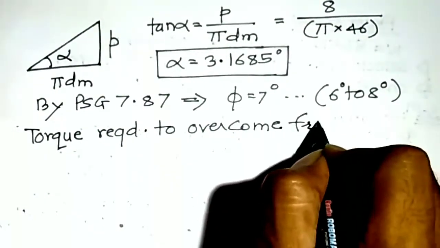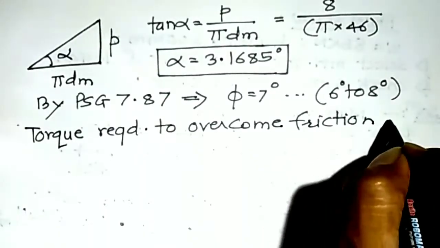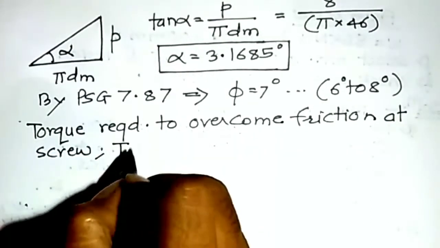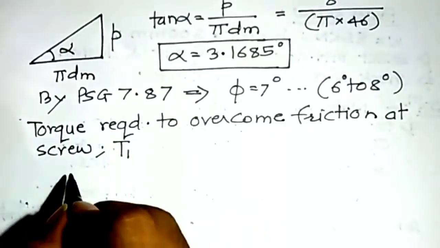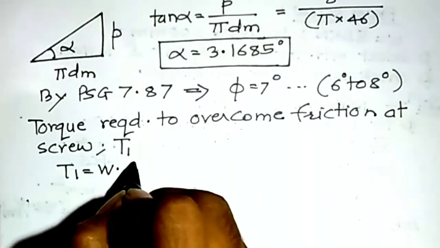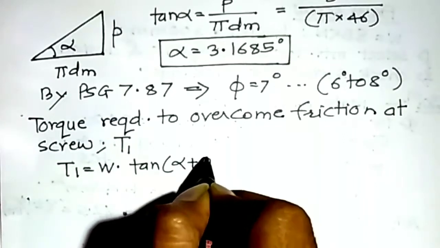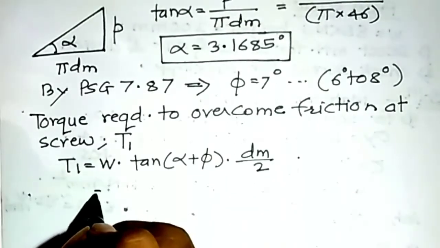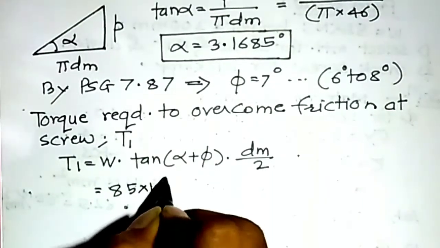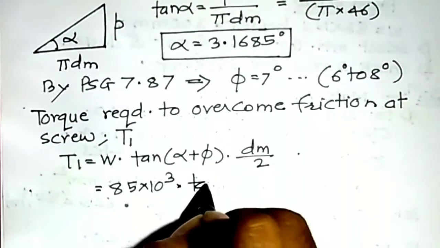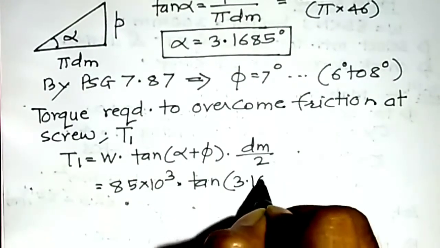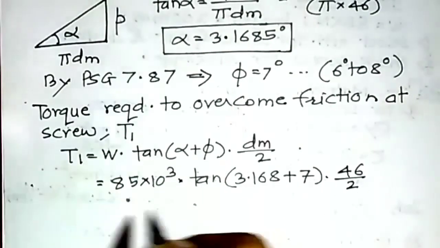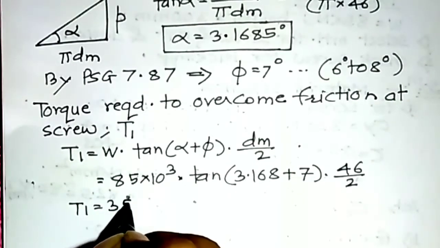Now we need to calculate the torque required to overcome friction at screw, that is T1. T1 requires alpha as well as phi and mean diameter dm. That is why all the earlier steps were done. Mean diameter dm is calculated from the standard area, which is calculated from compressive stress. Alpha is calculated by considering one complete rotation with the screw raised by one pitch, and phi is assumed to be 7 degree.